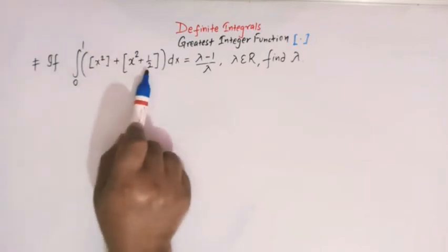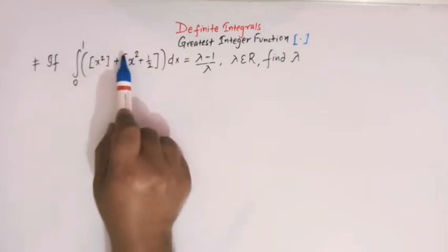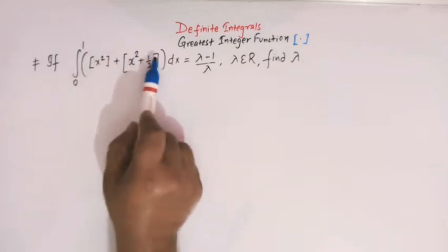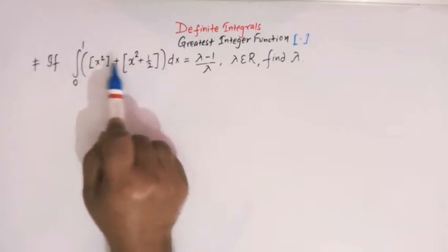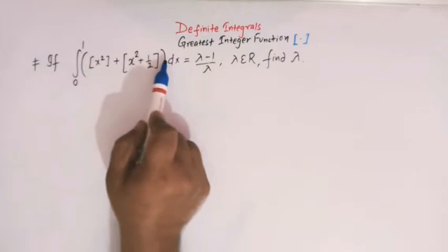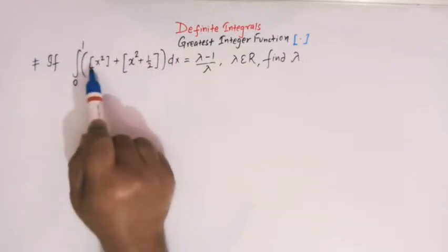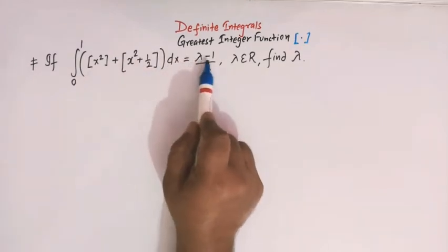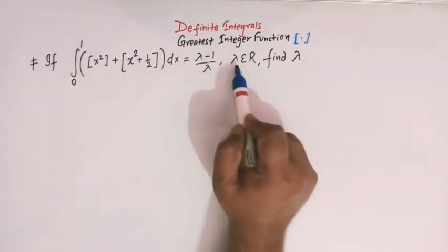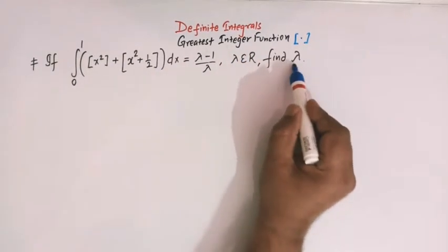we have two terms. The first one is the greatest integer of x square, and the second one is the greatest integer of x square plus half, and both these terms are added together. So we have to find the definite integral of this entire function, which is the sum of two greatest integer functions from 0 to 1, and the result is equal to lambda minus 1 over lambda, where lambda is some real number. So we have to find the value of lambda.